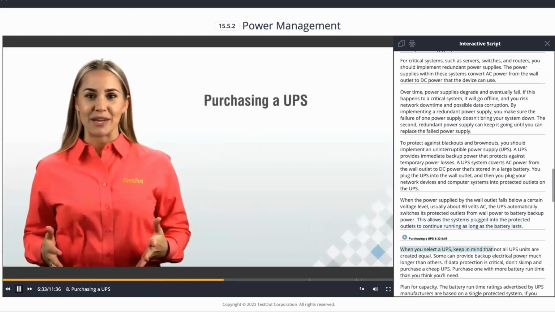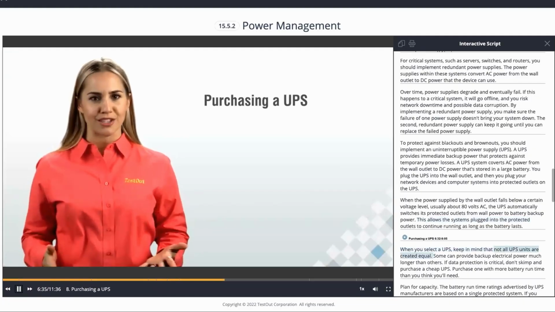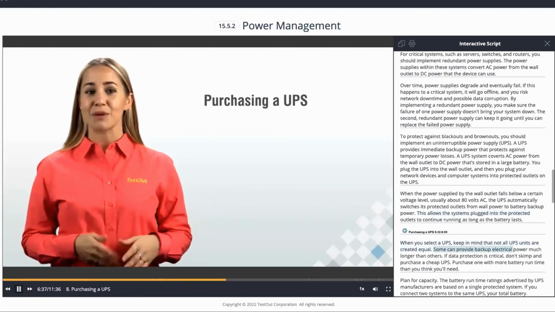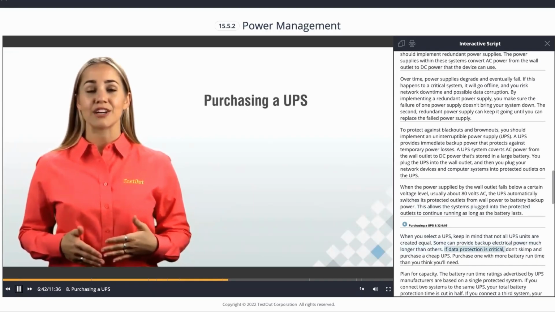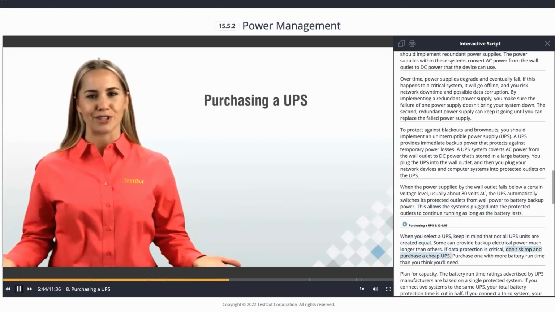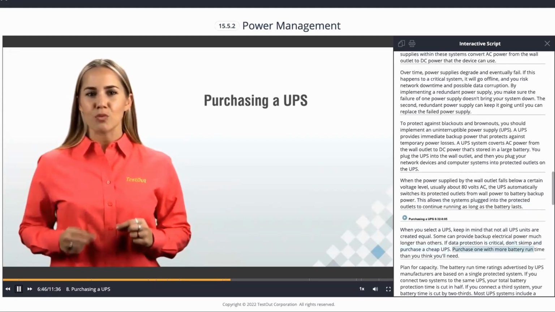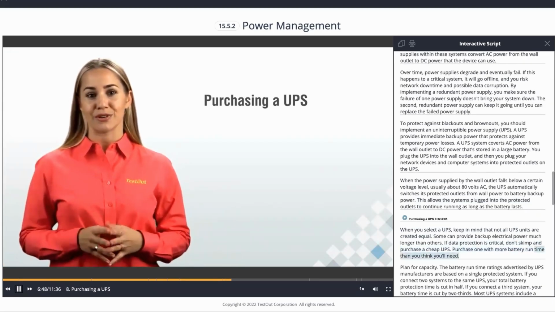When you select a UPS, keep in mind that not all UPS units are created equal. Some can provide backup electrical power much longer than others. If data protection is critical, don't skimp and purchase a cheap UPS. Purchase one with more battery runtime than you think you'll need.